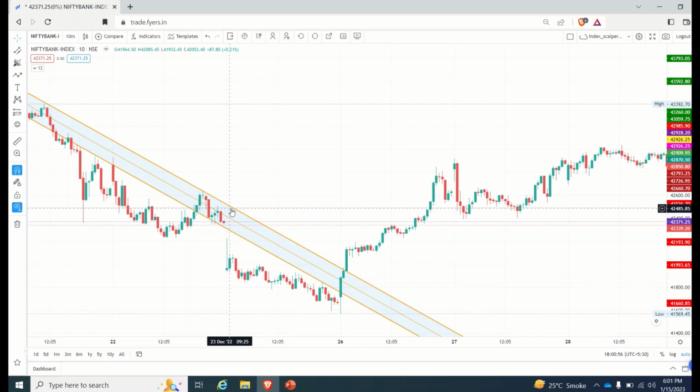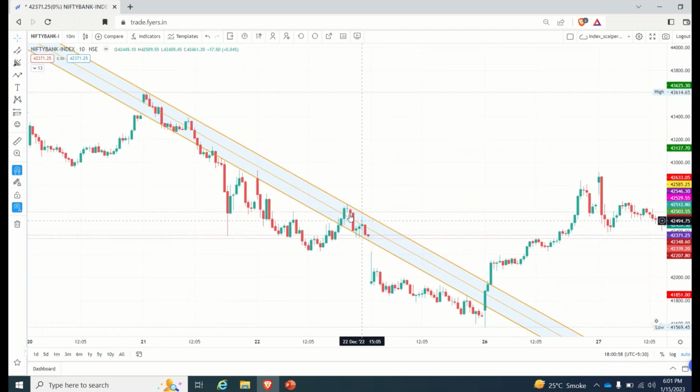Even if you want to shorten or just decrease the size of these channels, you can. But the best part is you see the way it moved from here. It was very well controlled, right? Whenever you try to enter this again, another rejection. Another approach, another rejection.